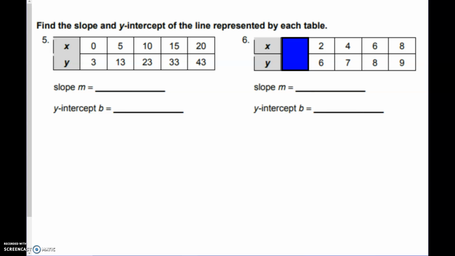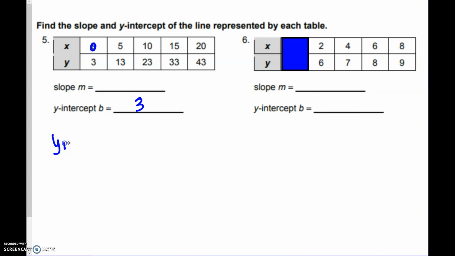All right, finding slope and y-intercept if you're given a table. Okay, so if we're given a table, look here, the y-intercept, what we've been saying is that this x value has to be 0. And since they gave us that 0, we can say that this y-intercept is 3. Now, how do we find slope?